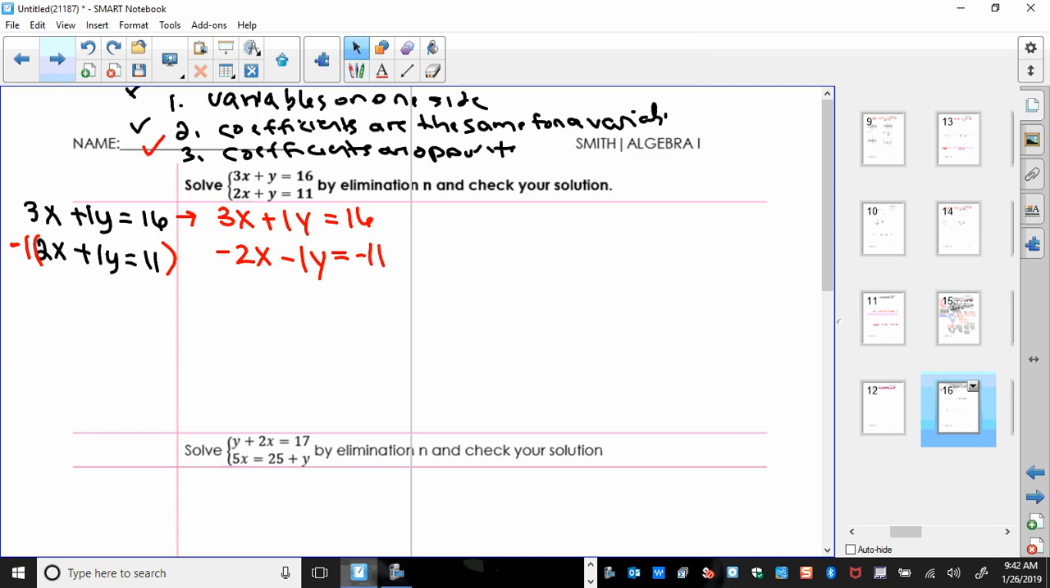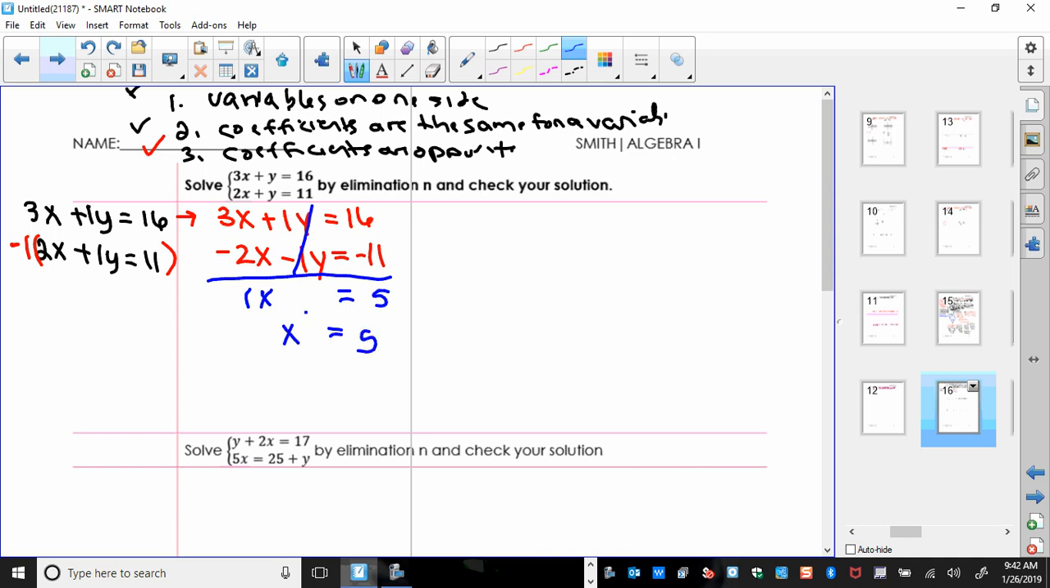And now I'm ready to start the process of eliminating. So 3x's minus 2x's equals 1x. 1y minus 1y goes away, equals 16 minus 11, which is 5. So essentially x equals 5. Easy stuff, guys. All right. I have x, I need y, so I'm going to go to my first equation and use it to find y.